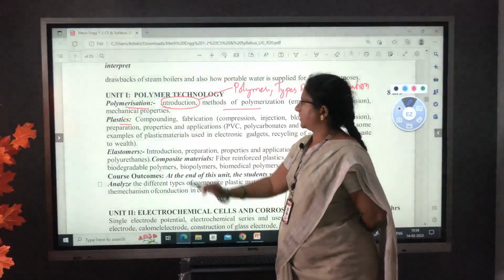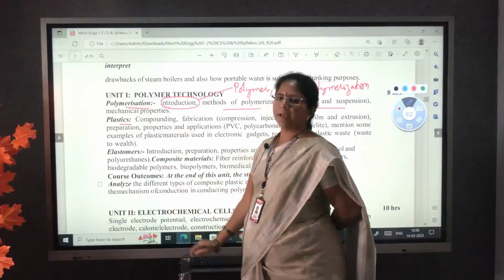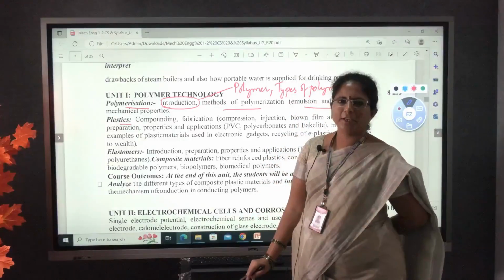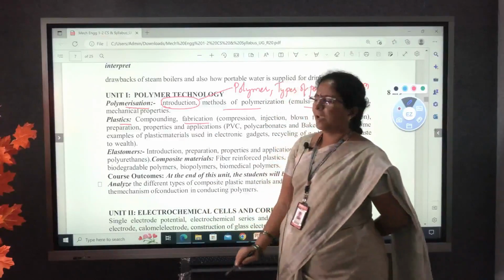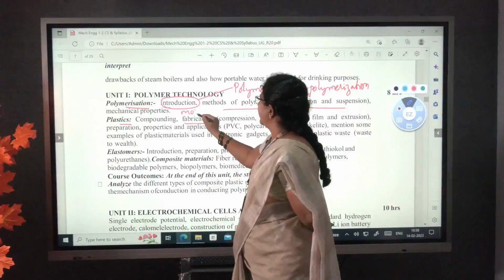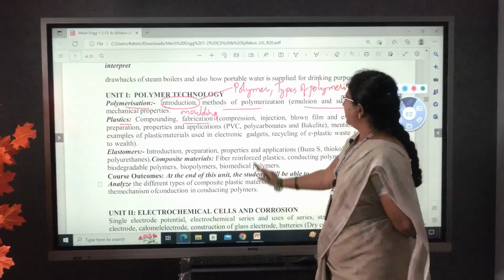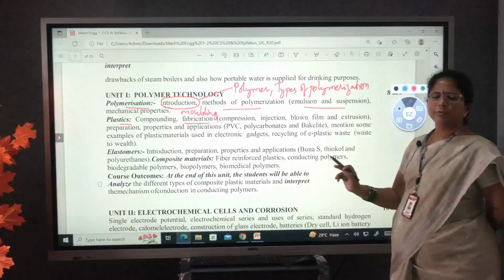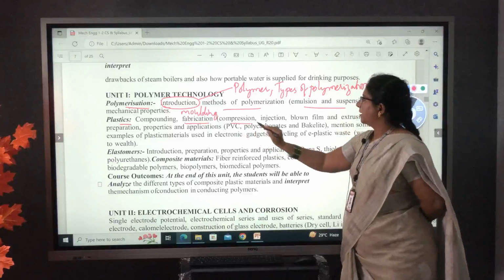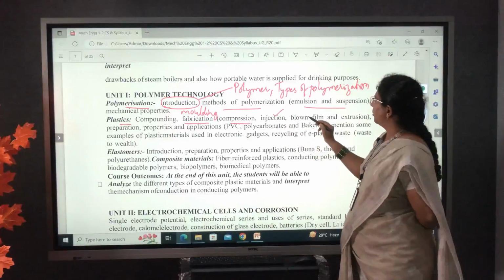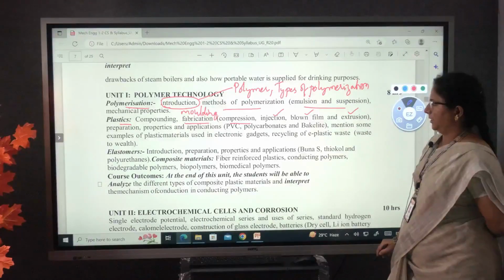Next topic is plastics. In plastics, we will discuss the compounding of plastics. Compounding of plastics means the materials that are used for the preparation of plastics. And next one is fabrication methods, which means nothing but the molding methods. Here we will use 4 molding methods for the preparation of thermosetting and thermoplastics. The 4 molding methods are compression molding, injection molding, blow film molding and extrusion molding. These 4 methods we will discuss here.